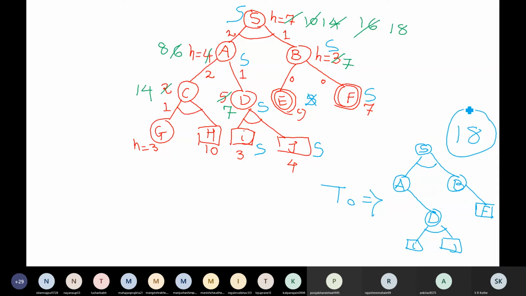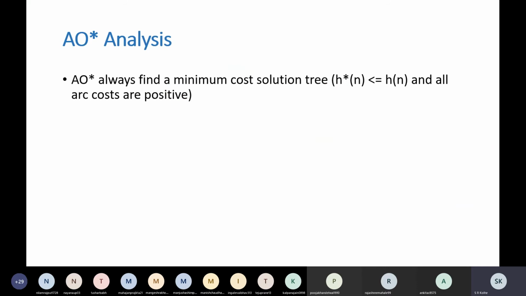Any difficulty up to this, implementation of working of this AO star algorithm? If there is no difficulty, we will move further.